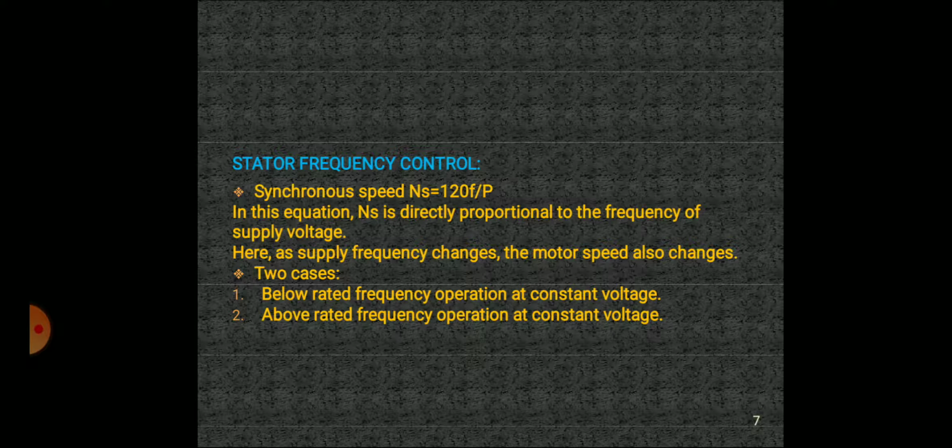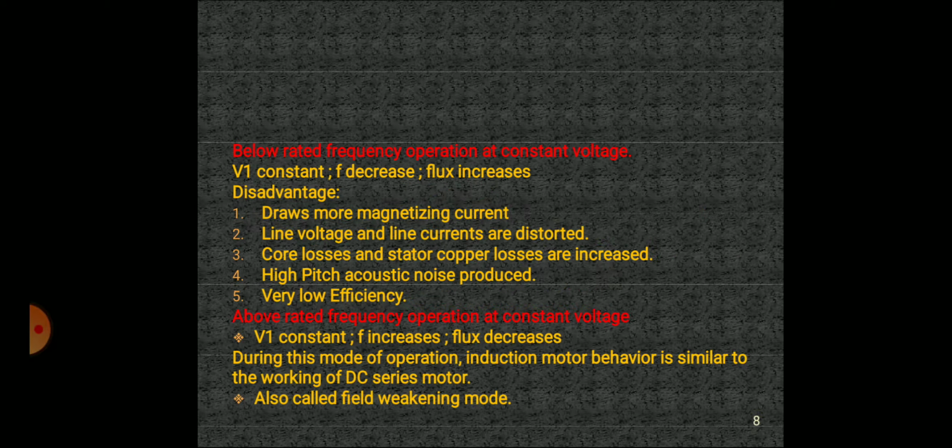If the frequency of the stator supply voltage changes, the magnitude of V1 should also be changed to maintain the same value of the flux. Hence we consider two cases: below rated frequency operation at constant voltage, and above rated frequency operation at constant voltage. First one, below rated frequency operation at constant voltage.